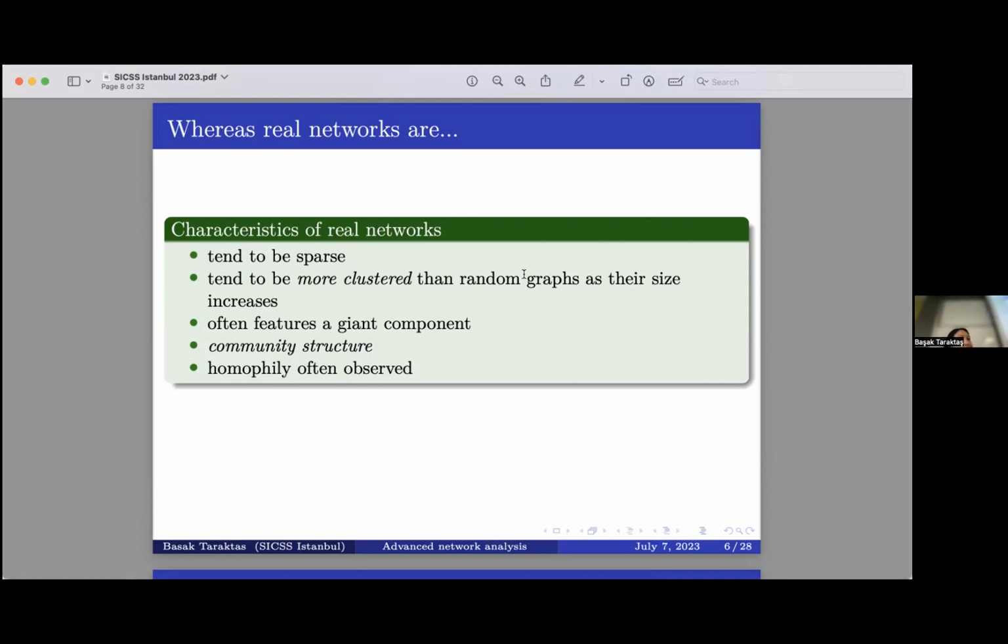Moreover, in real life, we would see clusters of people. So small friendship networks, right? Like groups of, for instance, high school students that band together oftentimes. So that's what we understand by community structure. And often we observe homophily. Homophily is a tendency of ties basically forming based on similarity.